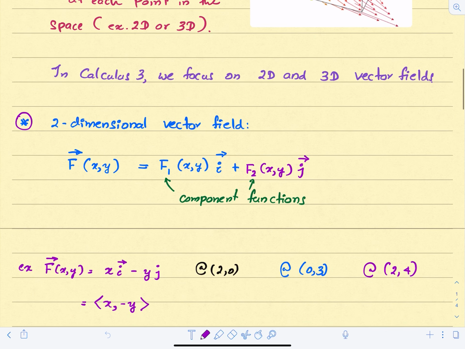Okay. Here is the general way we represent a vector field in 2D. So we have this vector field F, and vector field F has two components. The first component is F1 and the second component is F2. Now in general, these two functions are functions of x and y. Basically your domain is in 2D, and we call these functions the component functions.